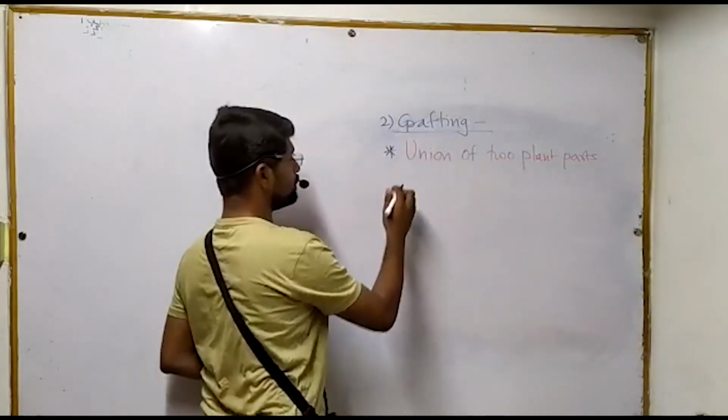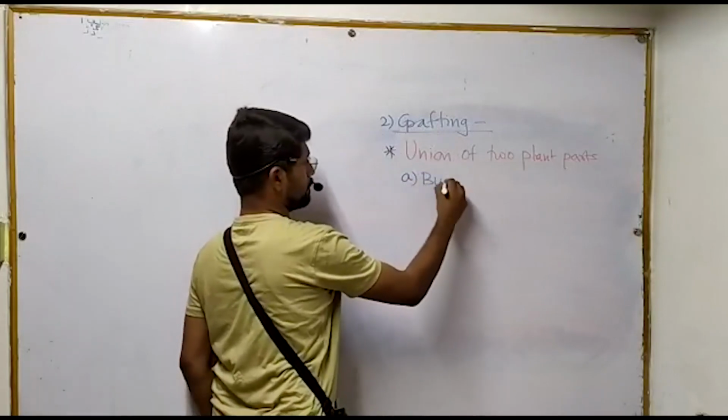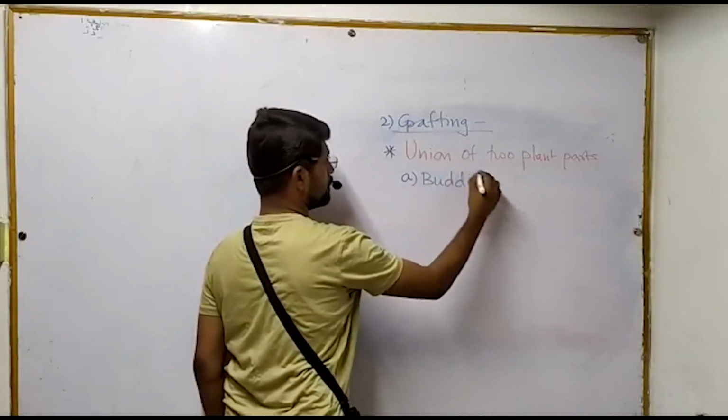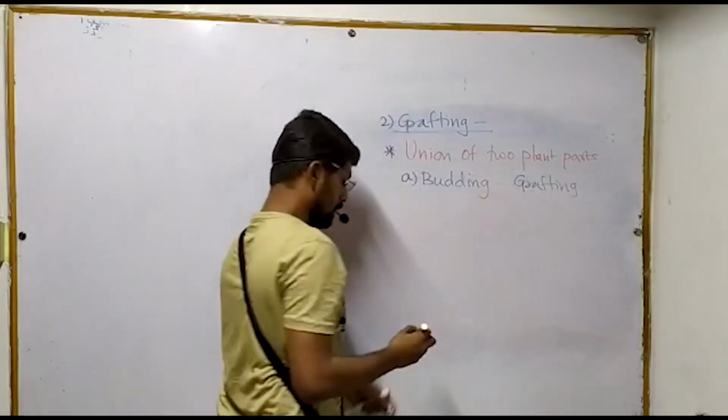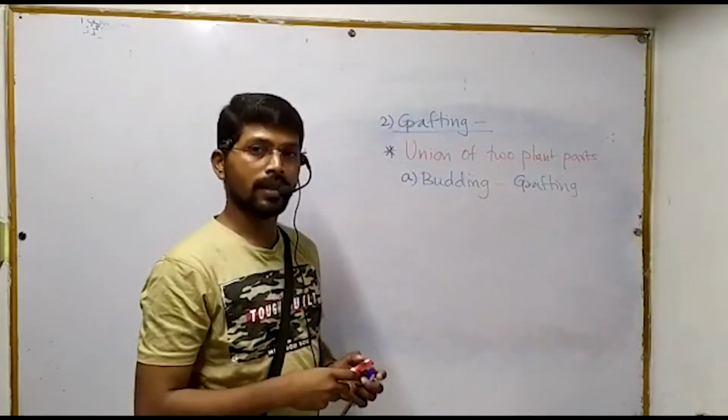For example, budding. Budding is nothing but grafting, a type of grafting. So what is the difference between actual grafting and budding?